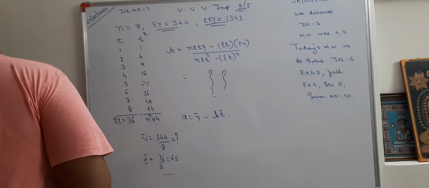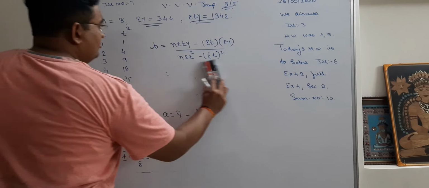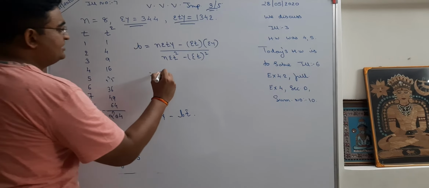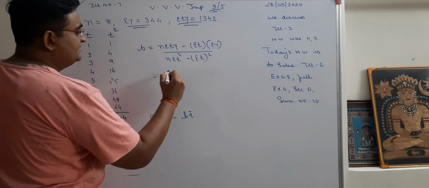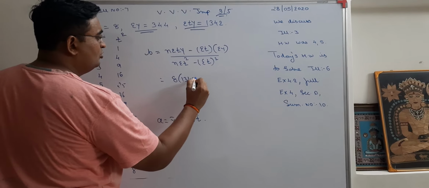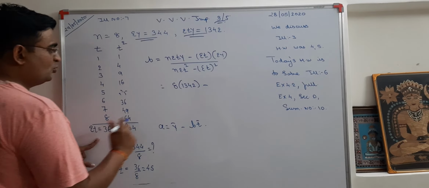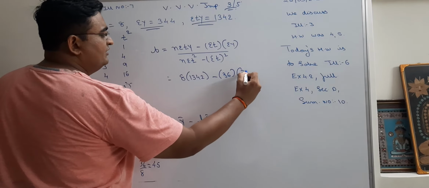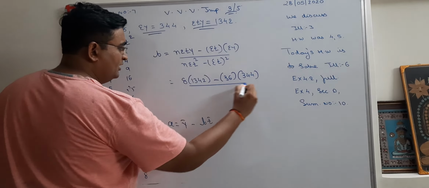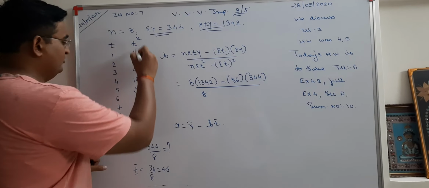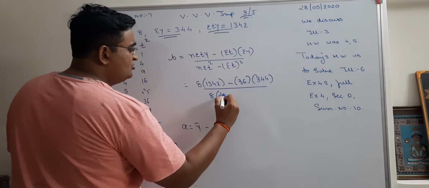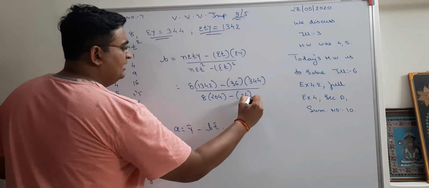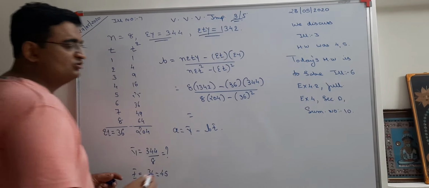Now for your sake, you will be saying, okay sir, don't be so lazy, so for your sake I am doing it. n is equal to 8. Sigma ty, yes it is given to me, that is 1342, minus sigma t, that is 36, sigma y, that is 344, whole upon n is 8. Sigma t square, that is 204, minus sigma t, that is 36, whole square. Then you find the answer by yourself.